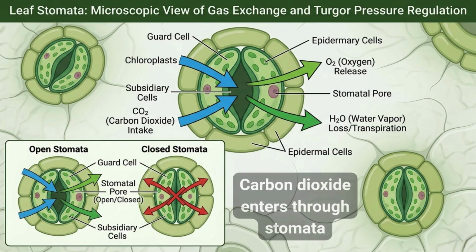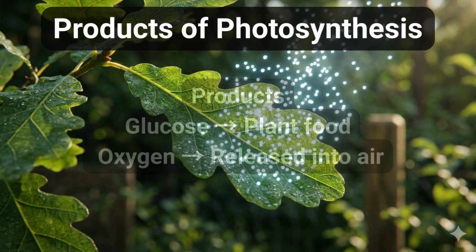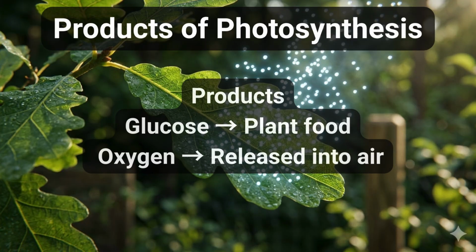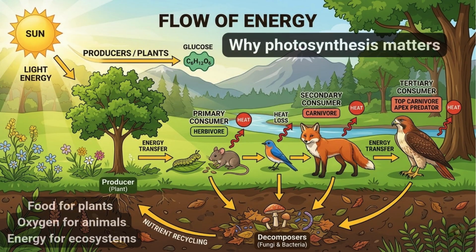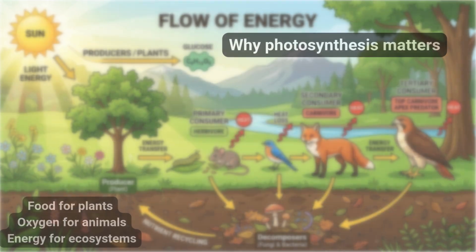Carbon dioxide enters the leaf through tiny openings called stomata. The glucose produced during photosynthesis is used by the plant as food. Oxygen is released into the atmosphere. Photosynthesis is essential for life on Earth because it produces oxygen and forms the base of the food chain.